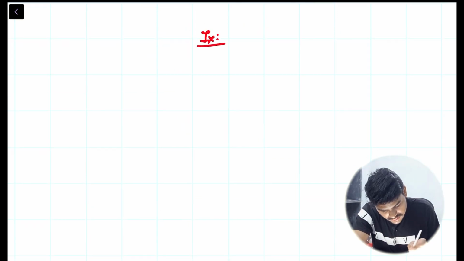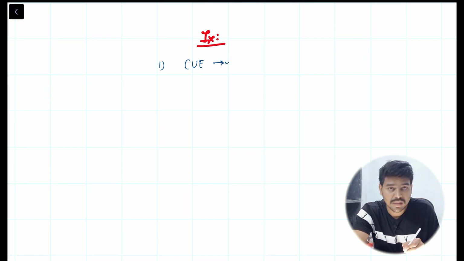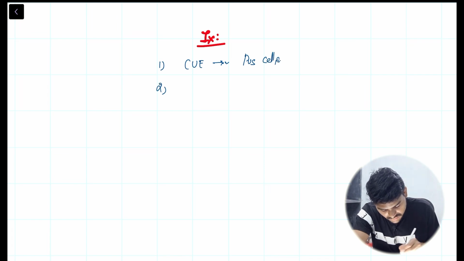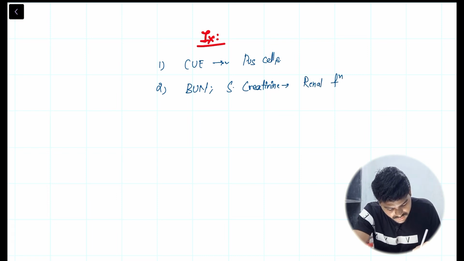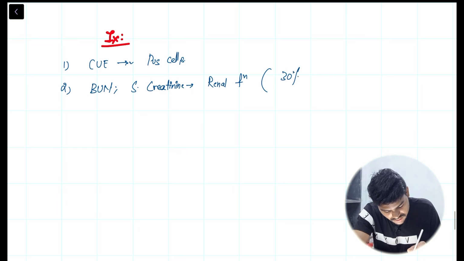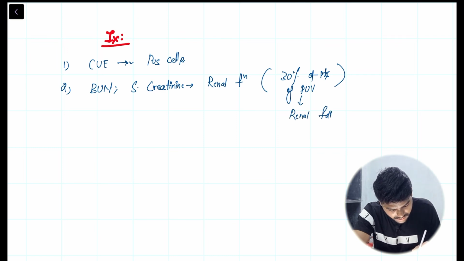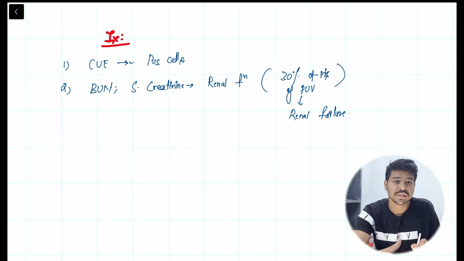Coming to investigations, we might need to send a complete urine examination, and we might find pus cells, because most of the time the urine is infected. We need to send blood urea nitrogen and serum creatinine to evaluate the renal function, because as we know, in 30% of patients with PUV there will be renal dysfunction. You will find renal failure. So it is mandatory to send a renal function test, that is creatinine and blood urea nitrogen, to check the renal function.